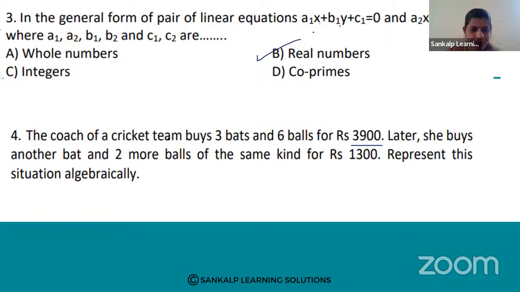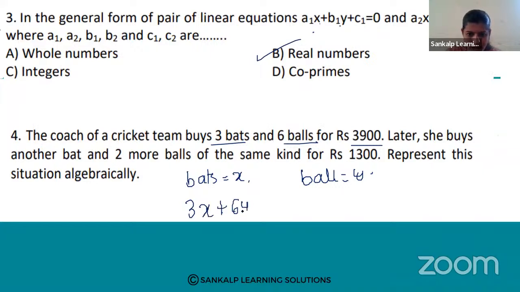See here, 3 bats are there, 6 balls are there. That means bats and balls are there. So let's consider bats is equal to x, and balls we will take as y. So the cricket team buys 3 bats, that is 3x plus 6y is equal to 3,900. This is one equation.